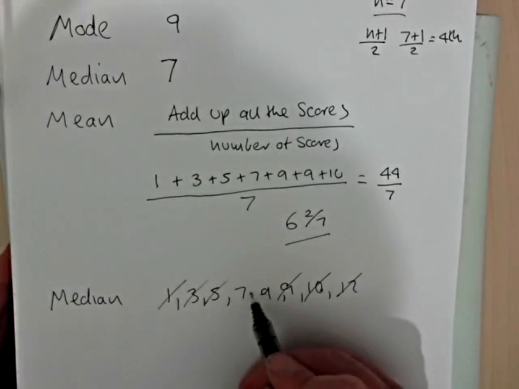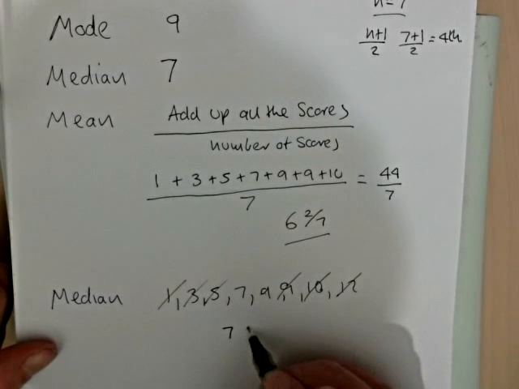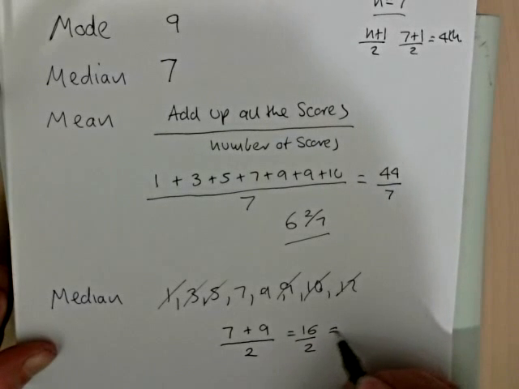There's a number of ways you can do that. Halfway between 7 and 9, you should know, is 8. But the method, if the numbers were awkward, is to add them together and divide by 2. And you'll see that comes to 8.